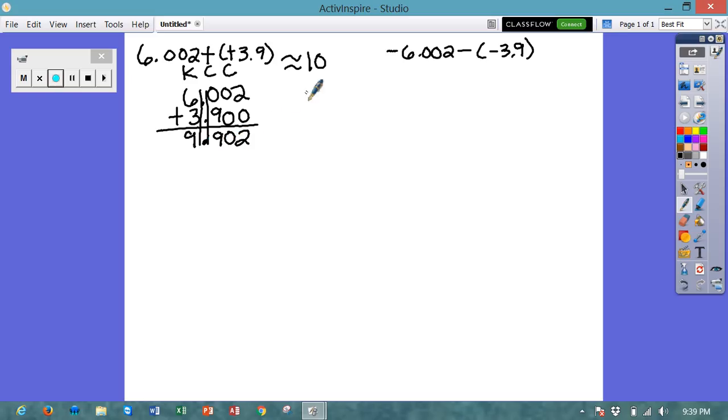And you can see my answer is very close to 10. It's a positive plus positive, so of course the answer would be positive, and there we go. 9 and 902 thousandths is the final answer.